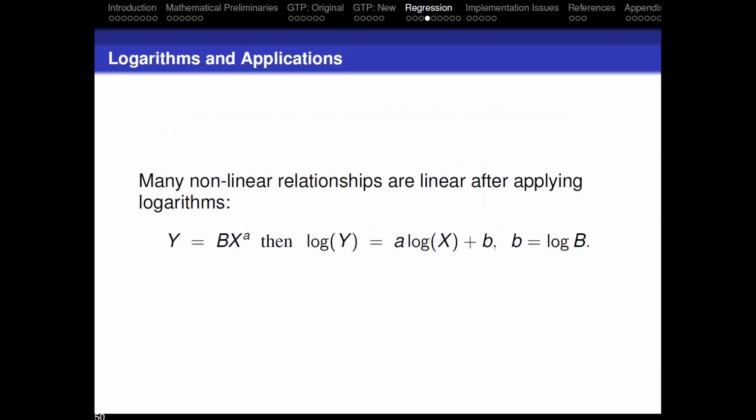Now, as I remarked, most relationships aren't linear, but a lot of them are linear after you apply logarithms. So if you have y equals b x to the a, if we take the log of both sides, you get the log of y is a log x plus little b, and that's going to be linear. And now we can use the method of least squares.